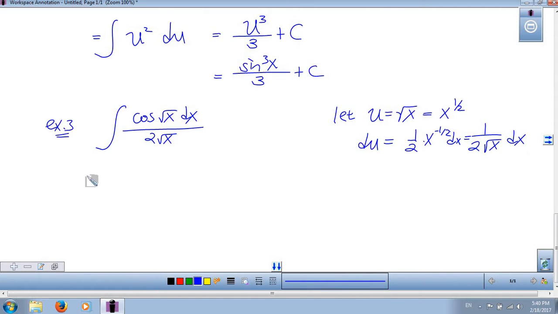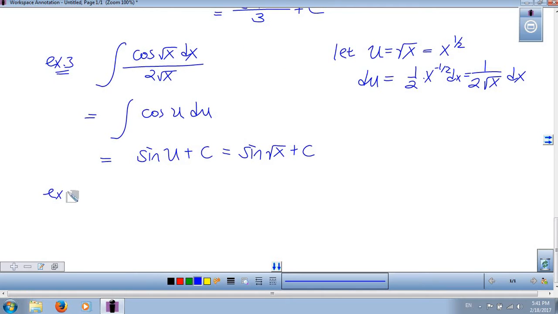Yes, we have that. So that means this expression is going to be cosine u, and dx over 2 square root of x is going to be du. And we know how to integrate cosine u. The integral of cosine u is sine u plus a constant. Finally, the last step is to replace u with the expression in x, so sine of square root of x plus c. That's it. So here we have tried several simple examples.